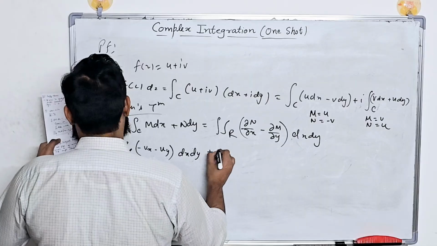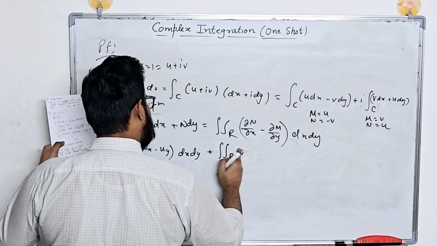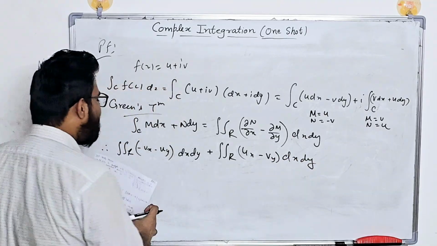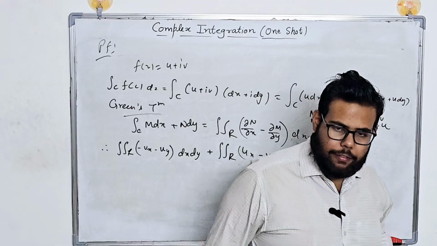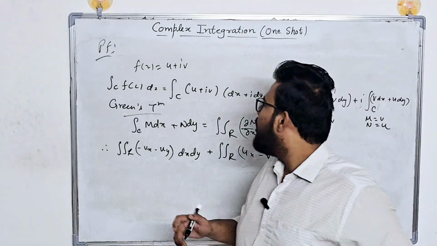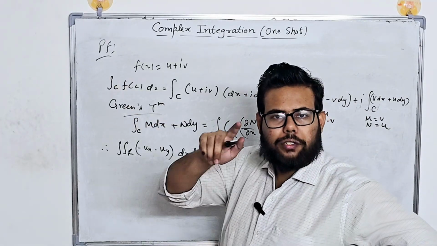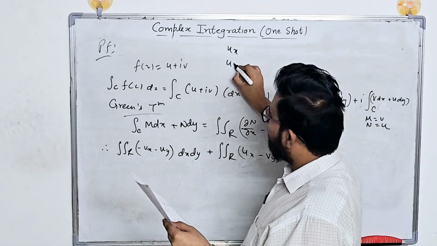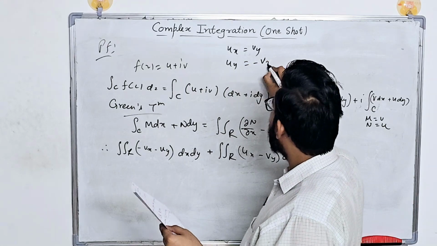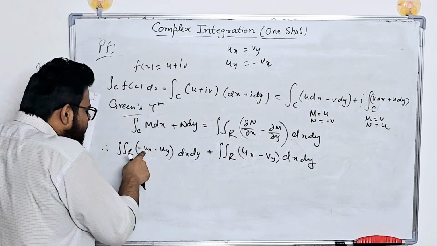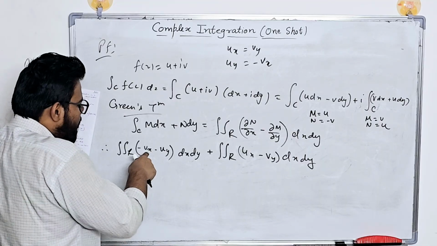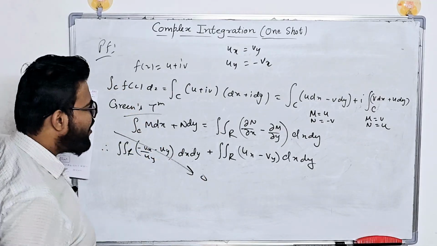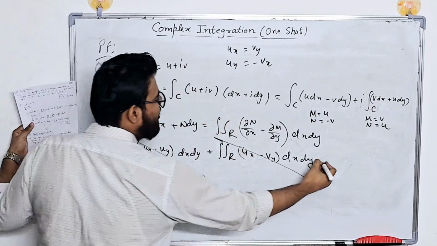Plus this integration, (ux minus vy) dx dy, right? Now we all know that the Cauchy theorem is valid for an analytic function. If f is an analytic function, it means that it should follow the CR equations, that is the Cauchy-Riemann equations. Hence ux must equal vy, and uy equals negative vx. So uy minus uy is 0, right? Similarly, this expression is also 0. Hence, this is equal to 0.